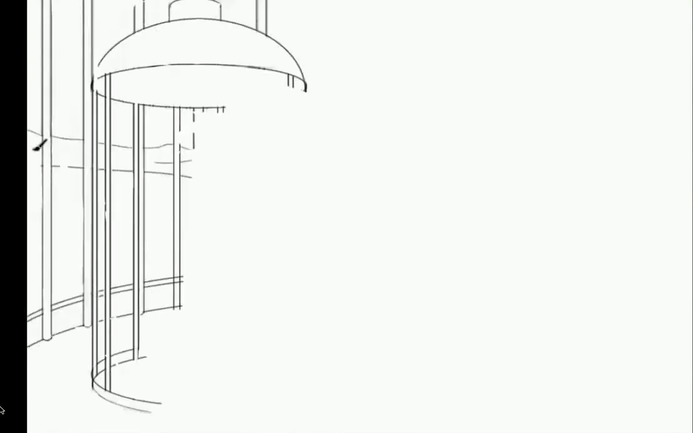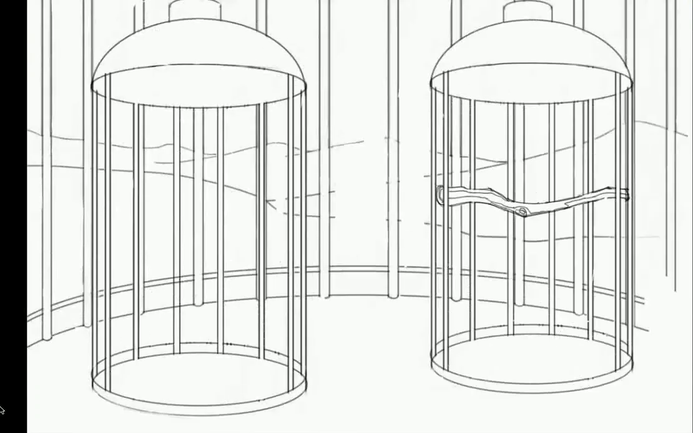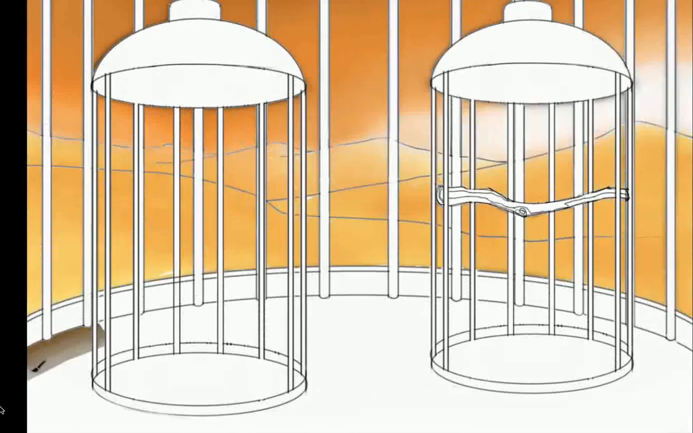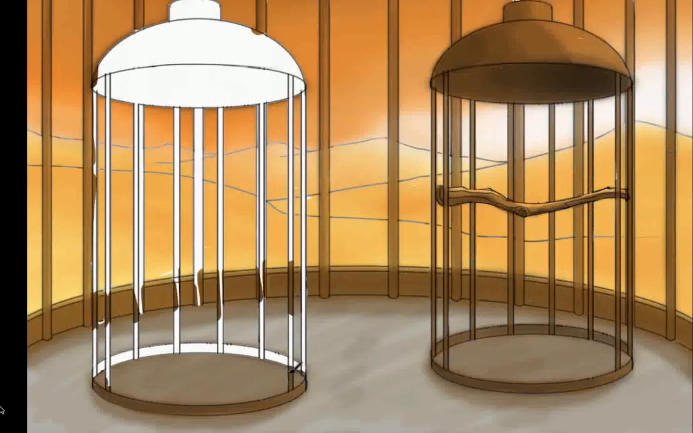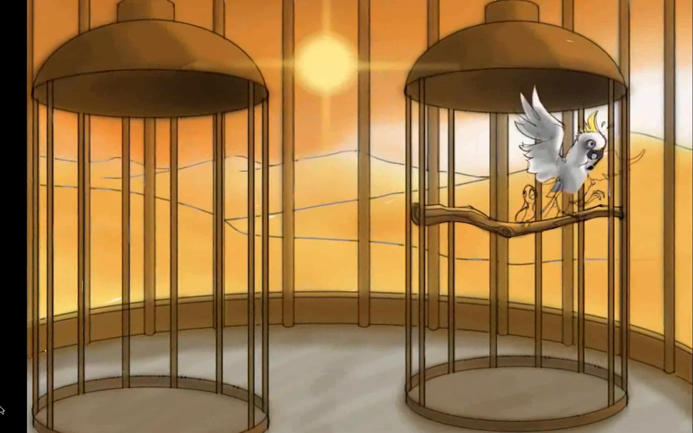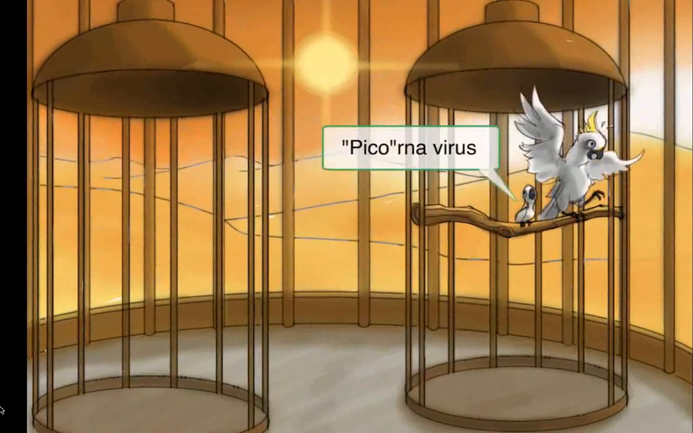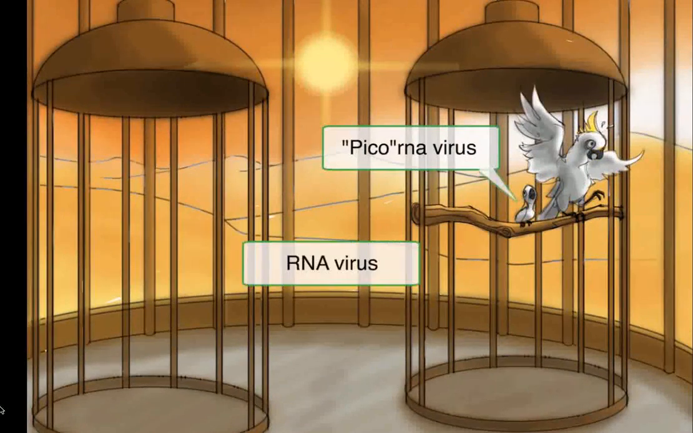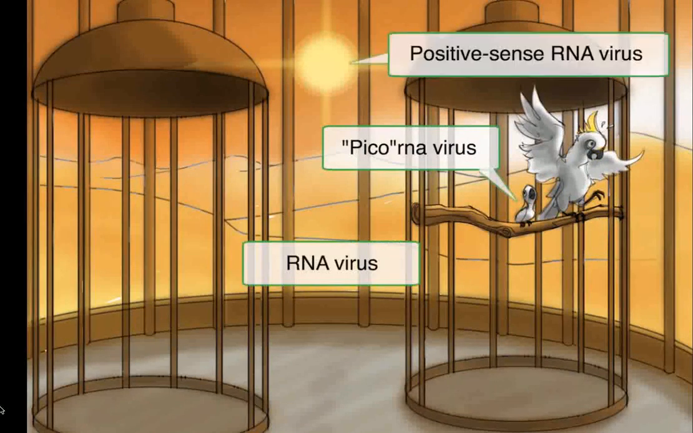Like our poliovirus, Coxsackie is going to take place inside an aviary. Remember that Coxsackie is a picornavirus, so the cockatoo has its Pico baby counterpart right here. Notice the yellow and orange warm colors, which signify that it's an RNA virus, and the sun that you can see through the bars tells us that specifically it's an RNA positive virus.